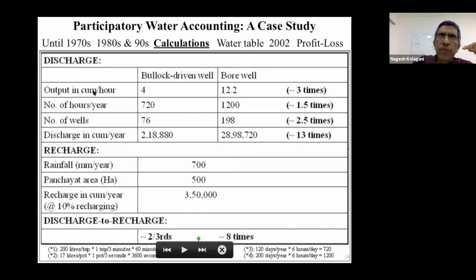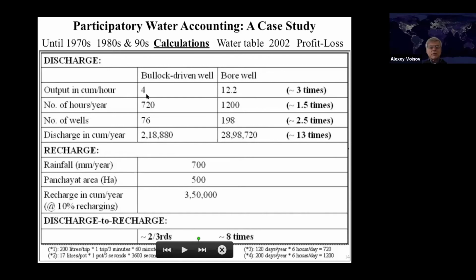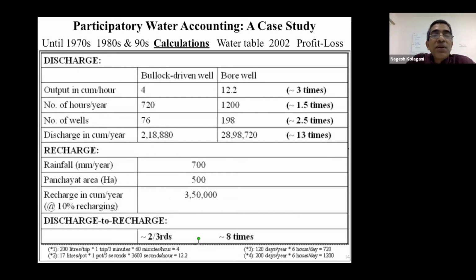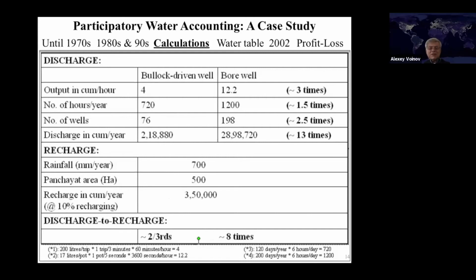I think 1 cubic meter is like 1,000 liters. Alexei, I'm not sure, I need to check. Okay. So the number here, does it mean 2,018,880? Is this how you read it? Right. I'm sorry, because in India, one-tenth of a million is a lakh. So it is 218. Okay, that's where it gets confusing.